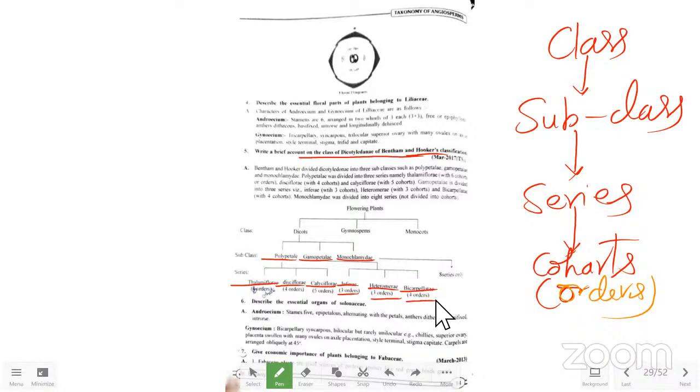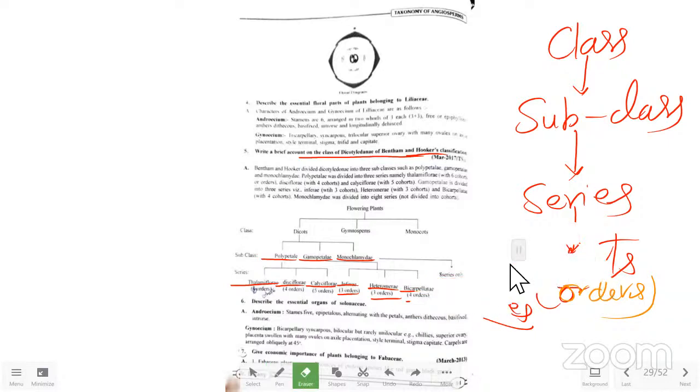Okay, and the last subclass in the dicots is the Monochlamydeae. The Monochlamydeae subclass does not have any cohorts in it. It is having only the series. The cohorts are completely absent in the Monochlamydeae, so only series are present, and 8 series are present over here. Okay, like that we can wind up this question.